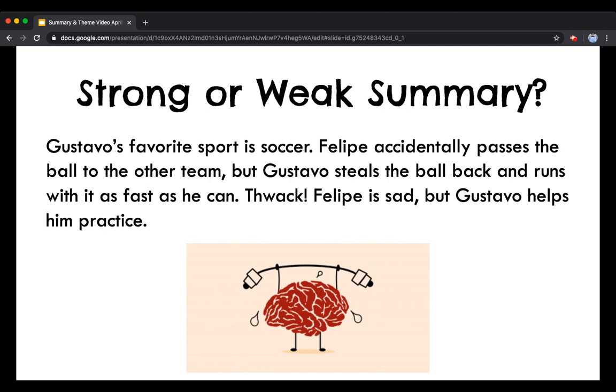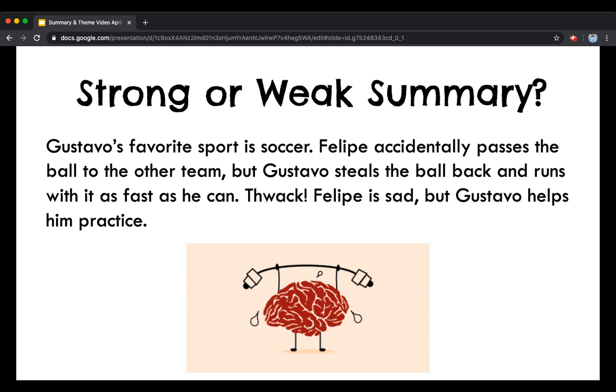I'm going to show you an example of a summary that I wrote, and I want you to think in your head, is this an example of a strong or weak summary? Gustavo's favorite sport is soccer. Felipe accidentally passes the ball to the other team, but Gustavo steals the ball back and runs with it as fast as he can. Thwack! Felipe is sad, but Gustavo helps him practice.